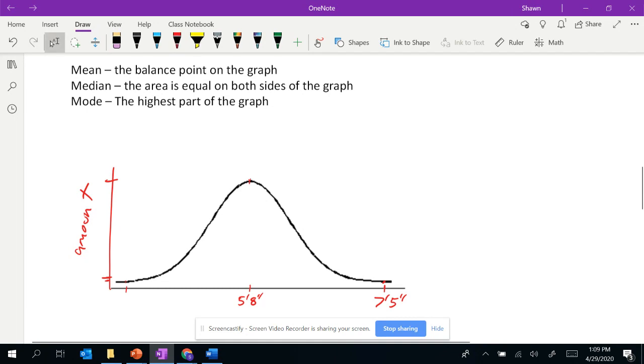Now, where is the mean? Imagine we take this distribution graph, and I'm going to graph it again really quickly.